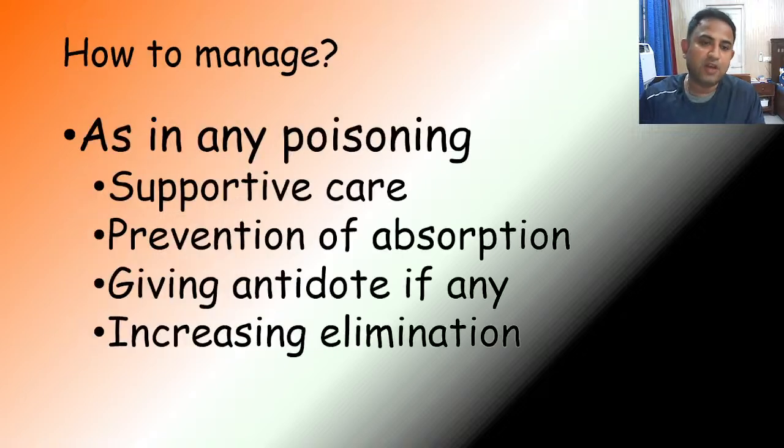So how to manage a case of acute alcohol intoxication? As in any other poisoning: supportive care, prevention of absorption, giving antidote and increasing elimination. In acute alcohol intoxication, as it is a water soluble alcohol, activated charcoal really does not help in prevention of absorption, and there is no known antidote to be given for alcohol, because it gets metabolized very fast. Even a normal person metabolizes around 20 to 30 grams of ethanol per hour, whereas a person who is chronically using alcohol metabolizes around 30 to 40 grams per hour. So there is really no need for development of any antidote, because at the end of the day, this is going to be metabolized within the next 5 to 6 hours.